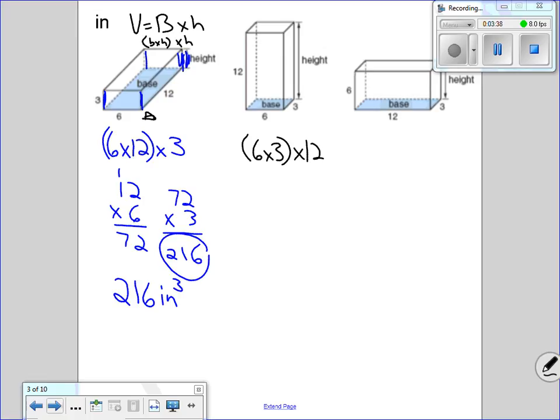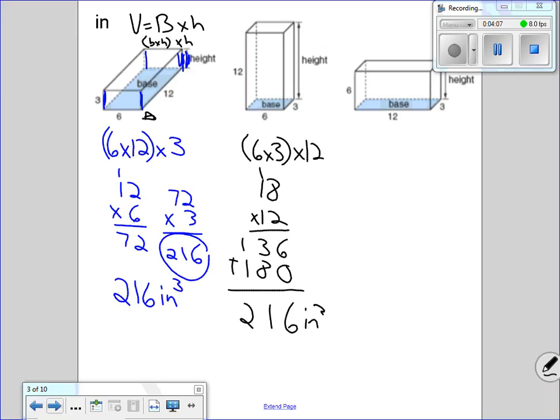Will we have the same volume? Well, it seems like the dimensions are the same. 6 times 3 is 18. Then we're going to go 18 times 12. 2 times 8 is 16. 2 times 1 is 2, plus 1 is 3. Place value holder, we have an 8, and we have a 1. Let's add these up. We have a 6. 8 plus 3 is 11. 216 inches cubed.